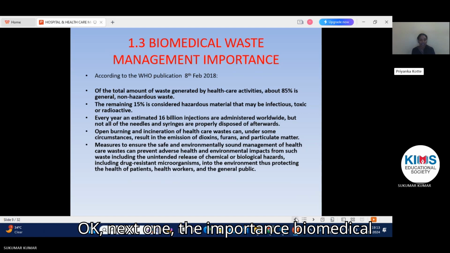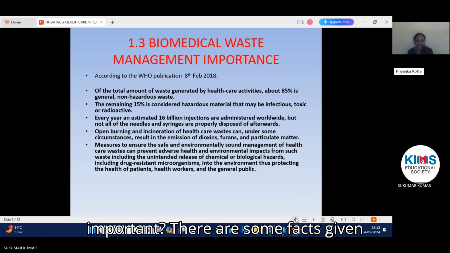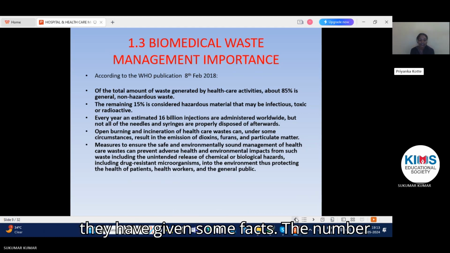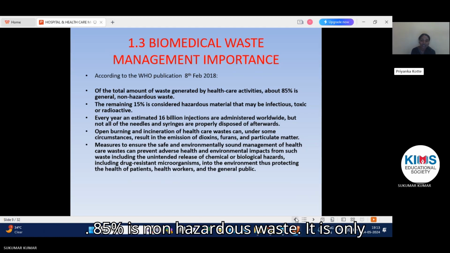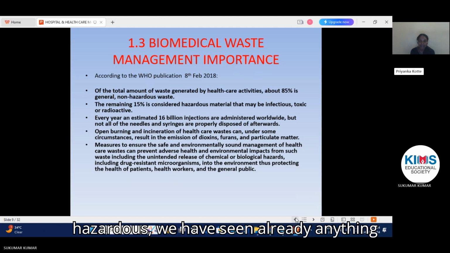Okay, next one, the importance of biomedical waste management. Why is it so important? There are some facts given in a publication by the World Health Organization on February 8th, 2018. Number one is the amount of waste generated by healthcare activities. 85% is non-hazardous waste. It is only general waste. It is not harmful, non-hazardous. Whereas 15% is considered hazardous.